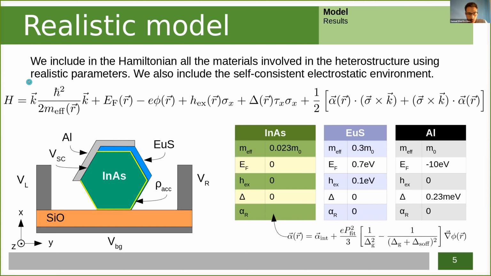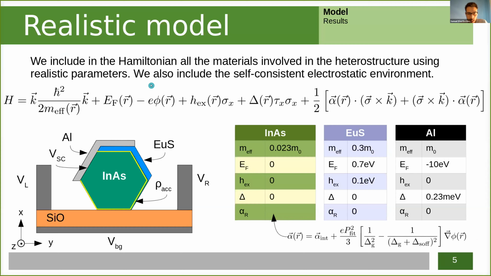In this Hamiltonian, we include the kinetic energy term with the effective masses of these three materials, the Fermi levels of these three materials, the conduction band offsets of these three materials, the exchange field in the europium sulfide, the superconducting pairing amplitude in the aluminum, and the spin-orbit interaction in the indium arsenide nanowire. This spin-orbit coupling is given by this equation in the nanowire. And if you are interested in this equation, I have a pre-recorded talk in the spin-orbit physics mini-symposium where I explain it in detail.